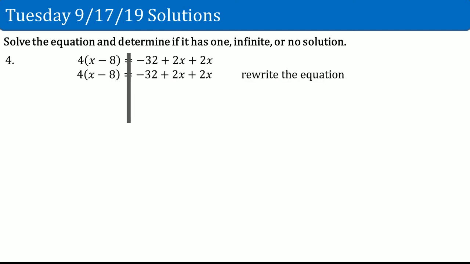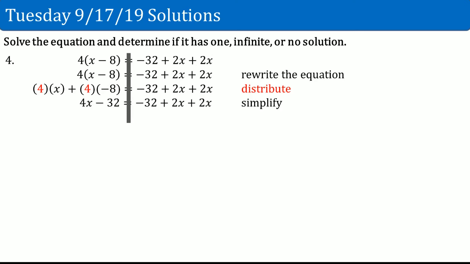Rewrite the equation and draw the line straight down. On the left-hand side, I see a parenthesis. Therefore, we are going to distribute. 4 times x is 4x, and 4 times negative 8 is negative 32.